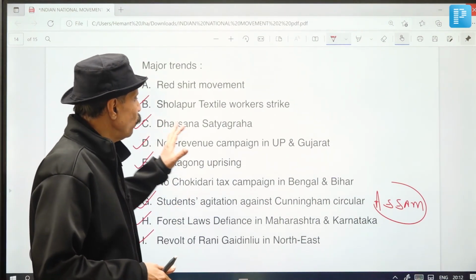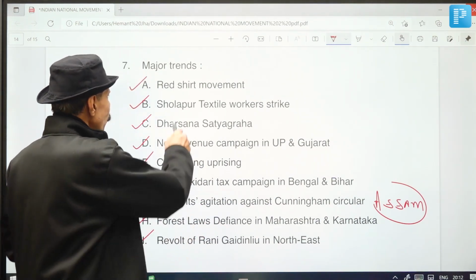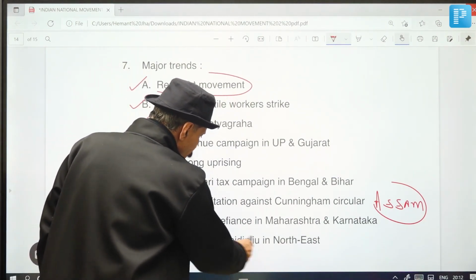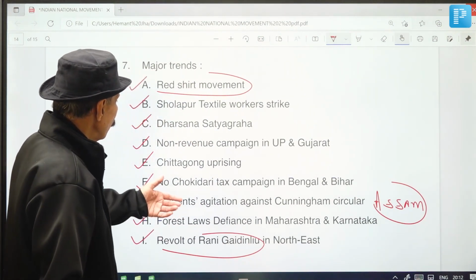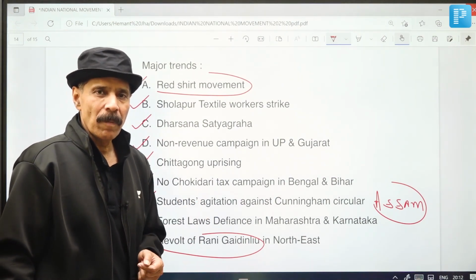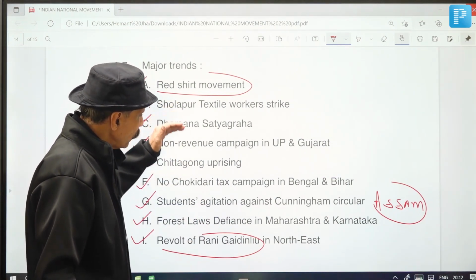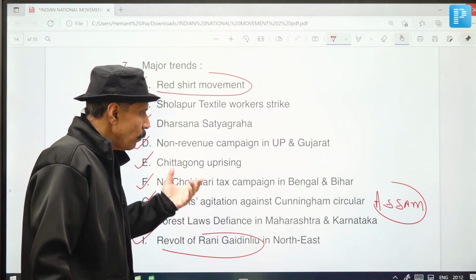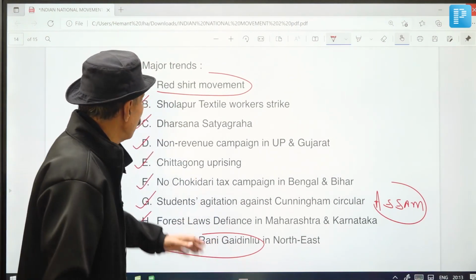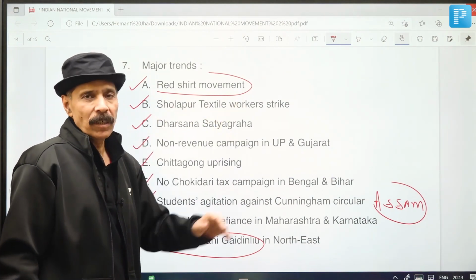This shows that the movement spread to all parts of India, like the Red Shirt movement in the northwest, the revolt of Rani Gaidinliu in the northeast, and the salt marches that I discussed in the Madras region and Kerala region. So these all represent several events. An important question may be like this: which of the following events took place during CDM, like Dharasana Satyagraha in Gujarat, or the Sholapur Textile Workers Strike in Maharashtra.